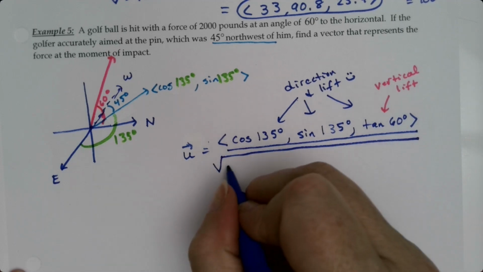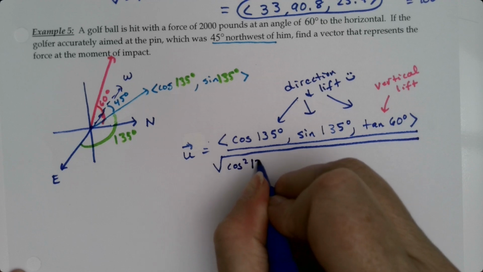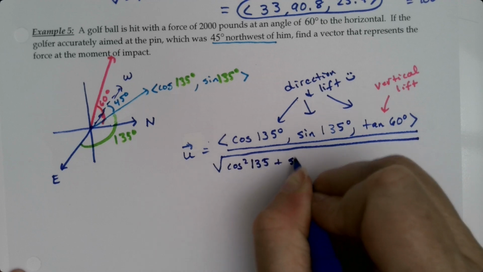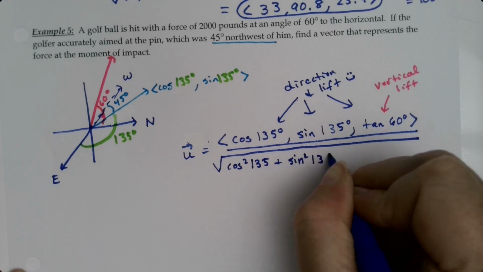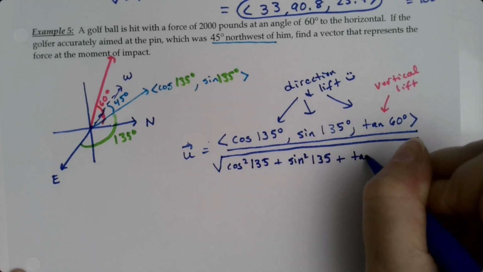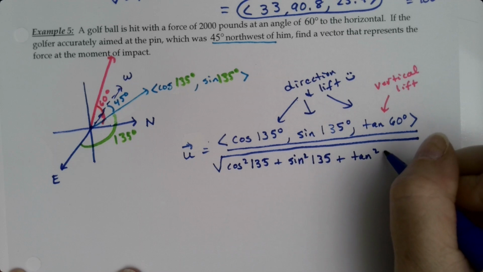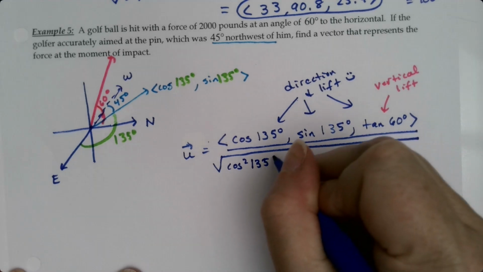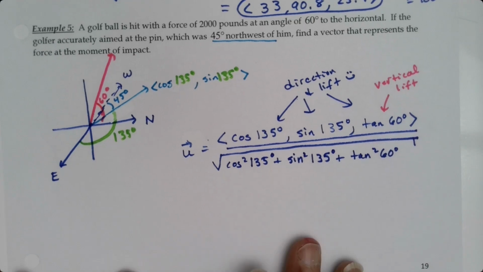So we're going to divide it by the square root of the cosine squared of 135 plus the sine squared of 135 plus the tangent squared of 60. It's just easier to write it that way. And then we're just going to make Maple or Desmos do it. I suppose it doesn't make any difference. I'll use Desmos because I just used it.